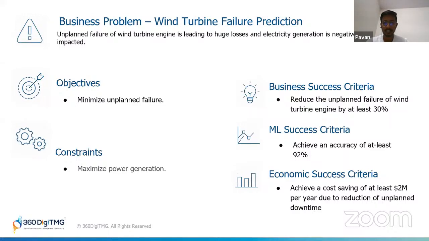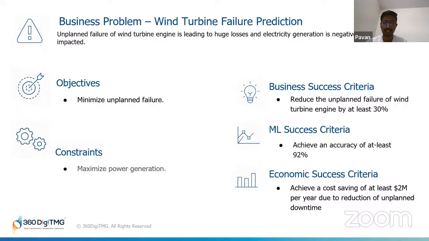When coming to the business objective, our primary goal is to minimize unplanned failures of wind turbine engines. This involves implementing strategies to enhance the reliability and durability of the turbines, thereby reducing the frequency of unexpected breakdowns. While minimizing the unplanned failures is crucial, it's also important to maximize power generation. These constraints mean that any solution implemented should not sacrifice the overall output of electricity from the wind farm.